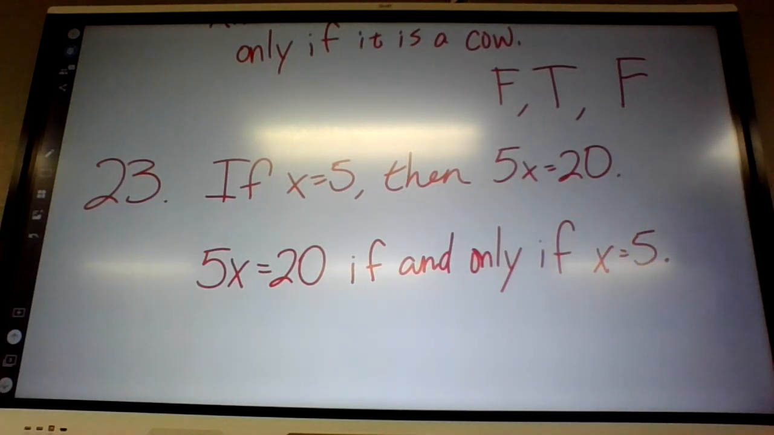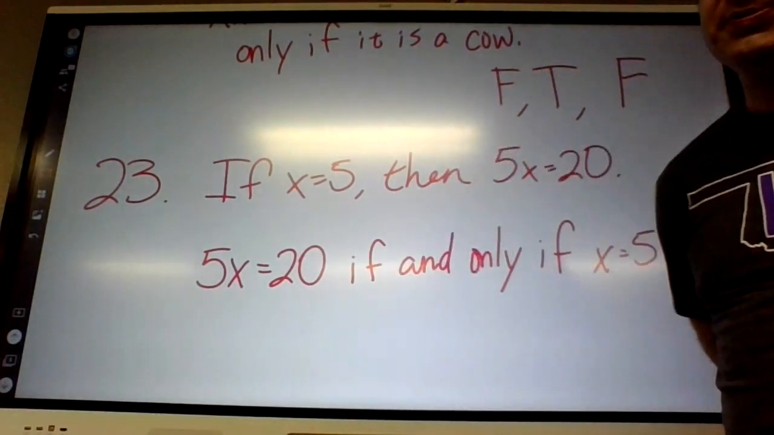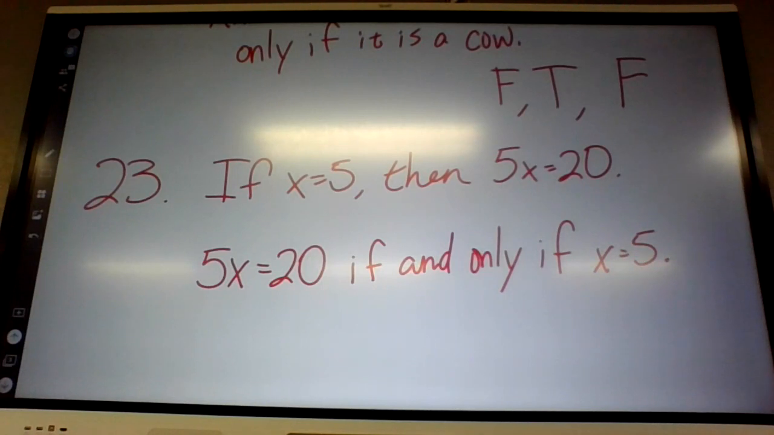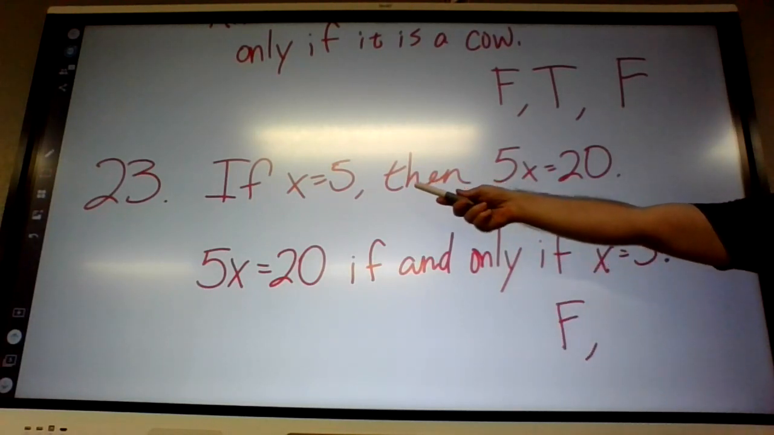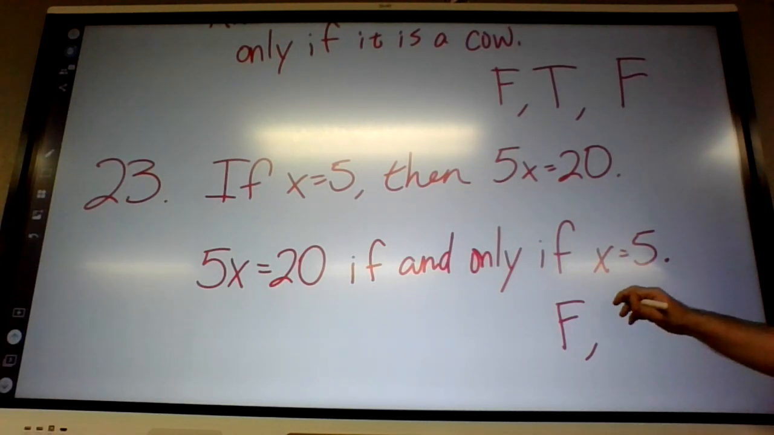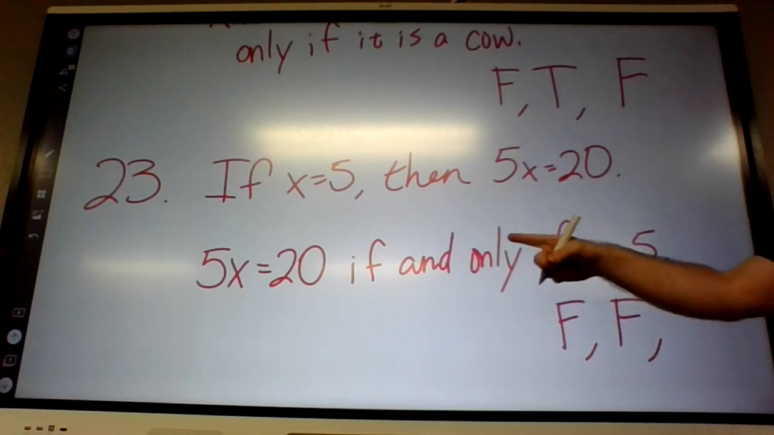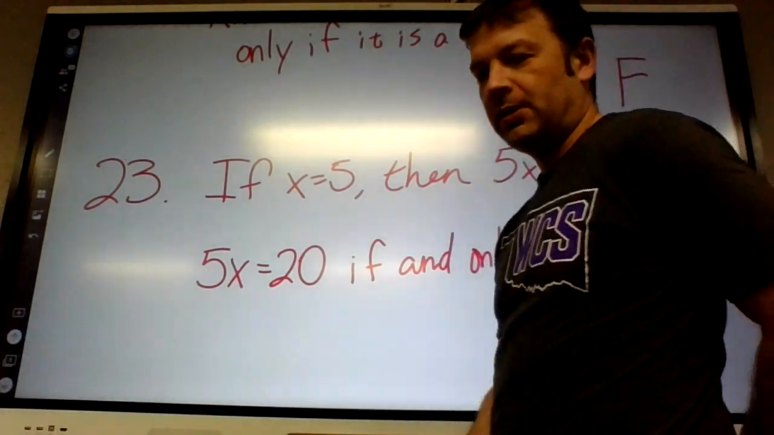Is the original statement true? If 5x equals 20, then x equals 5. What should it have been? 4. So the original is false. How about the converse? If x is 5, 5x is 20. No, same problem. So is the biconditional going to be true? No. F, F, F.